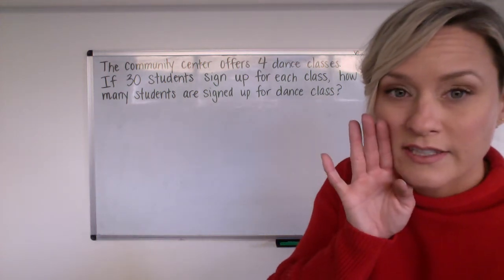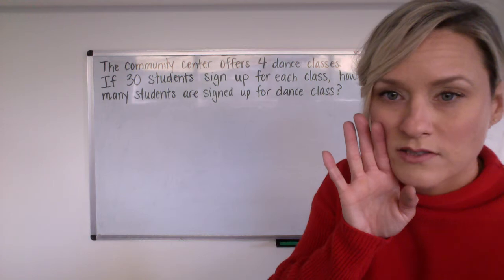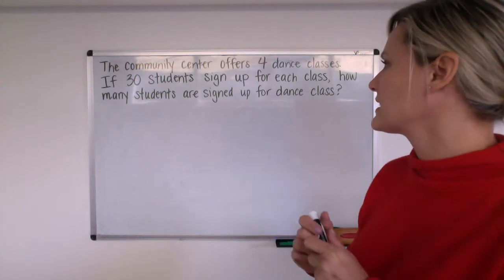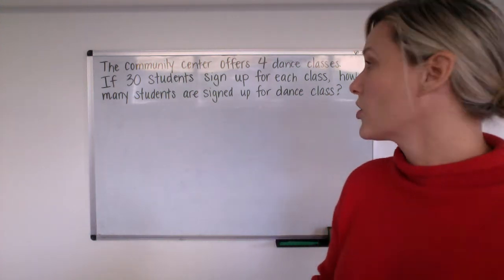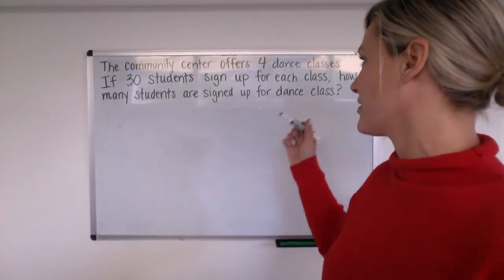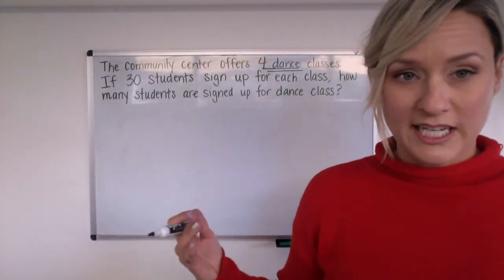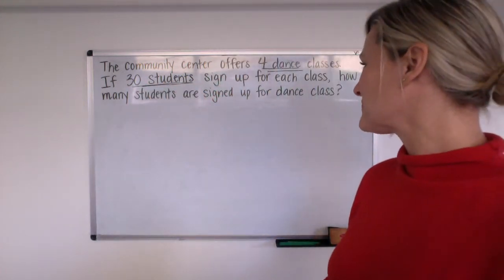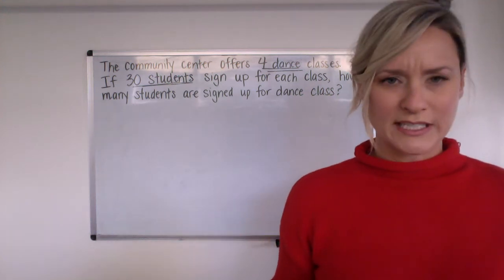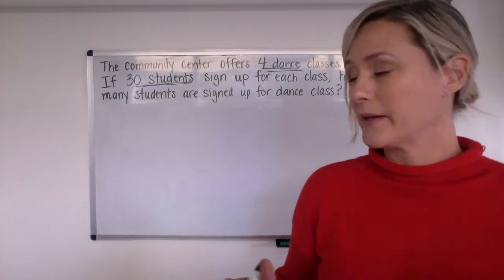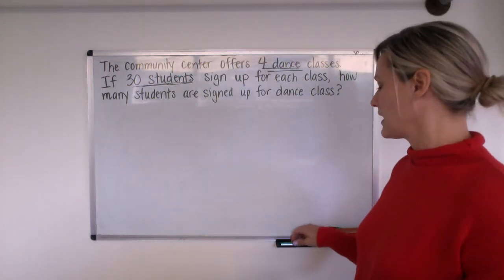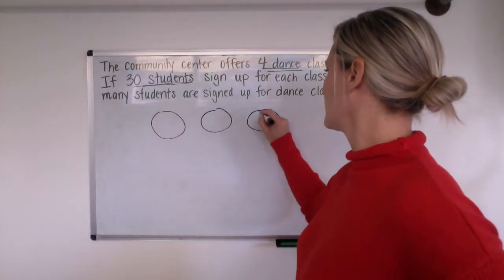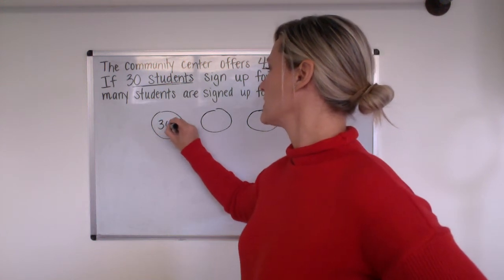Do you have the picture in your head? How many dance classes are there? How many students are in each dance class? And the question we're trying to solve is, how many students are in or signed up for the dance class? Woo, I almost got the question incorrect. All right, so we've got 4 dance classes offered with 30 students in each class, right? And we're trying to figure out how many students are signed up for dance class in total, right? Okay, so in my mind, I think about it kind of like a picture. 4 dance classes and 30 students in each class.